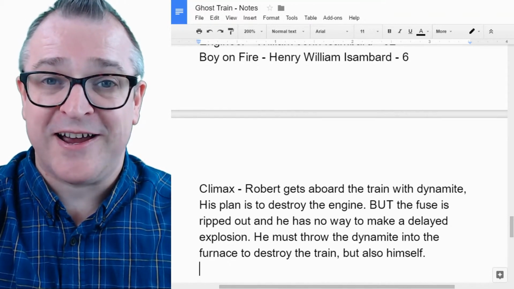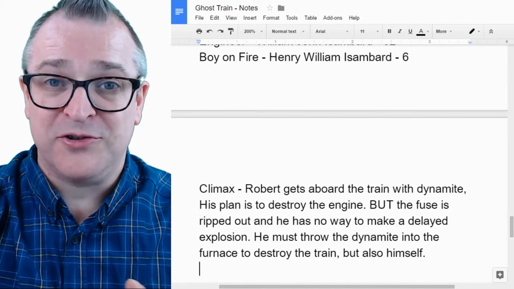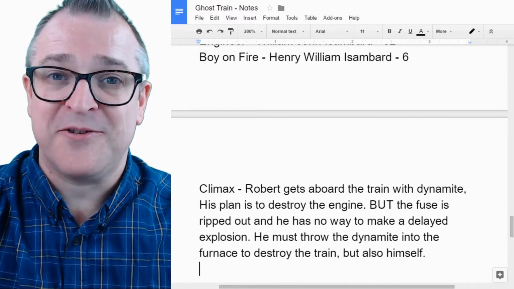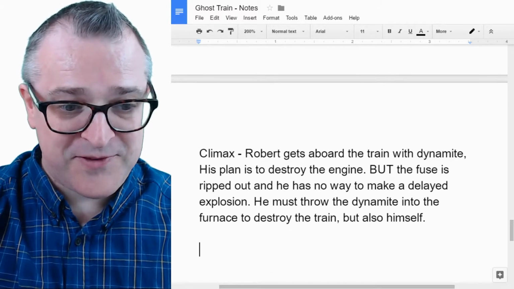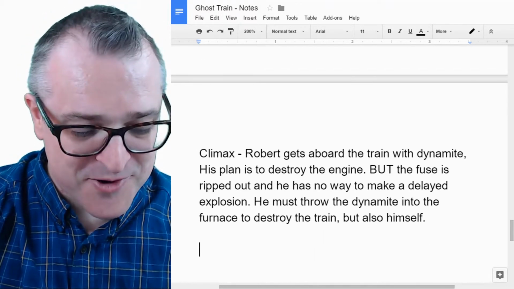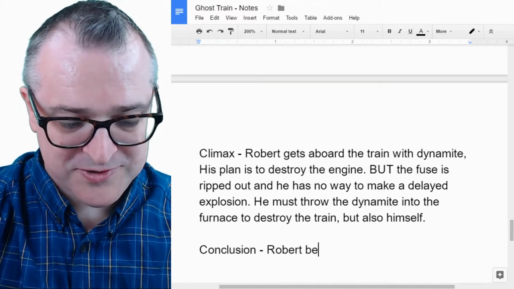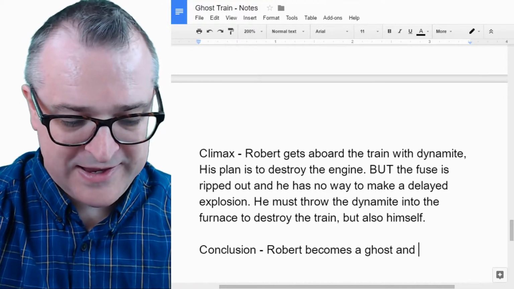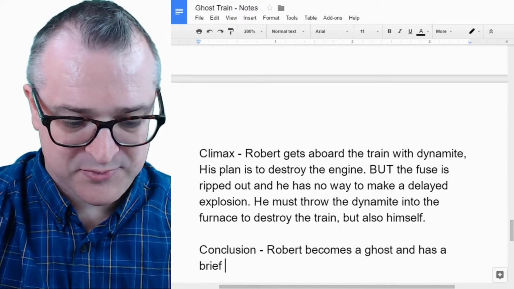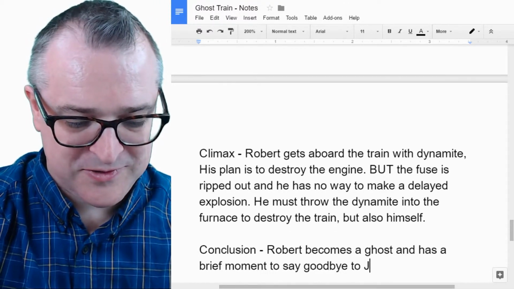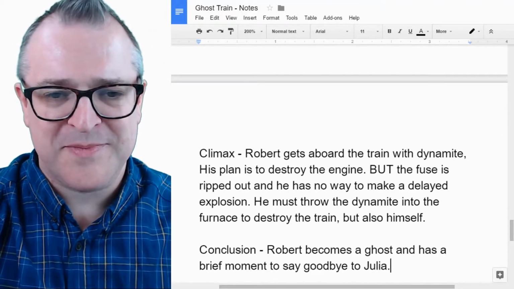But Robert does it. He destroys the train, but he dies. And for a brief moment, Julia and Robert are together, and he's a ghost and she's living, and they have just a time to say goodbye, which would be a really nice conclusion. And it feels like Gothic romance. That's exactly what Gothic romance was about. So that would be a conclusion. We say that Robert becomes a ghost and has a brief moment to say goodbye to Julia. It's like the ghost of Mrs. Muir.